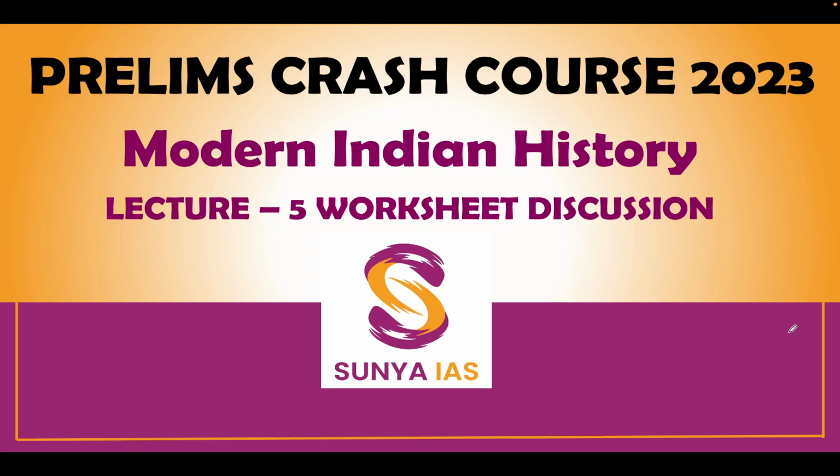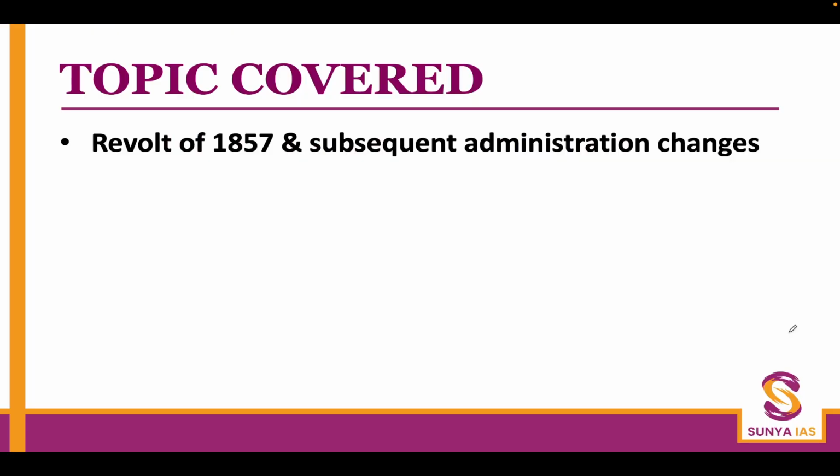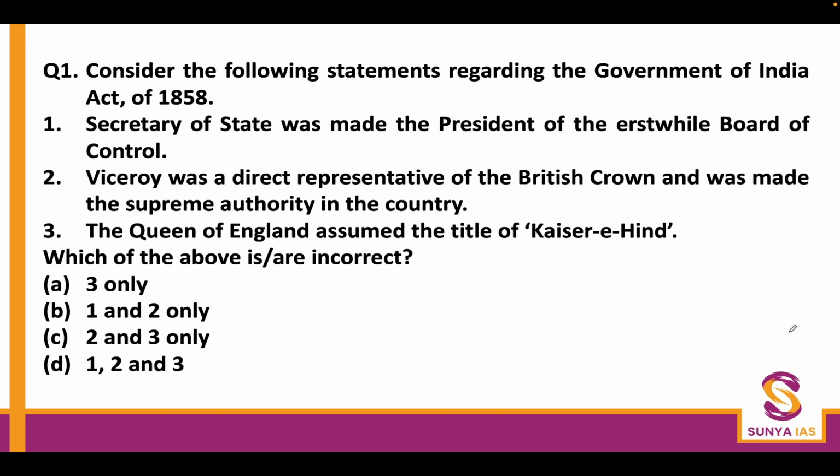This is your worksheet number 5 for your ongoing crash course series on modern Indian history for Prelims 2023. And in this lecture, we are going to discuss the topic of the revolt of 1857 and the subsequent administrative changes which the Britishers brought in India. Okay, so let's start without wasting any time.